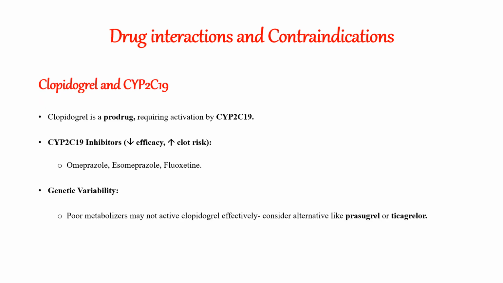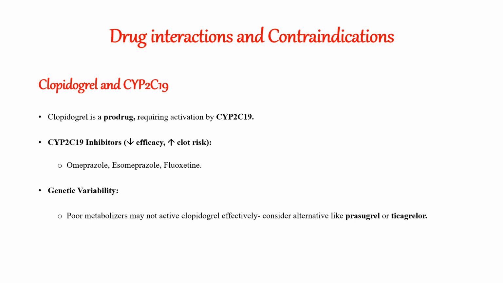Clopidogrel is a prodrug that requires metabolic activation in the liver, primarily by the CYP2C19 enzyme. Inhibition of this enzyme by drugs such as omeprazole, esomeprazole, and fluoxetine can impair clopidogrel activation, reducing its antiplatelet effectiveness and increasing the risk of thrombotic events.